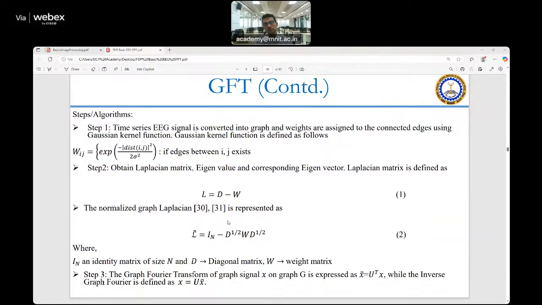Now when we come to the particular case, we are going from the generalization to the specific part. In this case, the weight that was taken is w_ij, where i and j are the nodes, equal to exponential of minus distance_ij squared upon 2 sigma squared, if there is an edge between i and j.